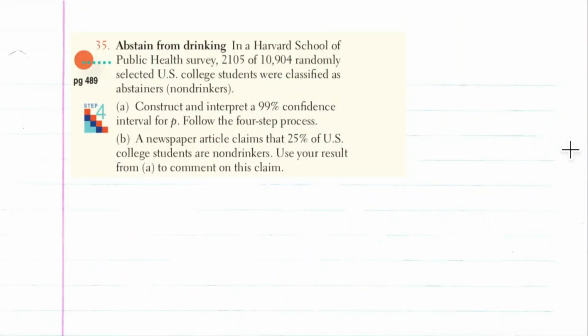In a Harvard School of Public Health survey, 2105 of 10,904 randomly selected U.S. college students were classified as abstainers. Construct and interpret a 99% confidence interval for p, the proportion of college students in the U.S. who are non-drinkers, and follow the four-step process.